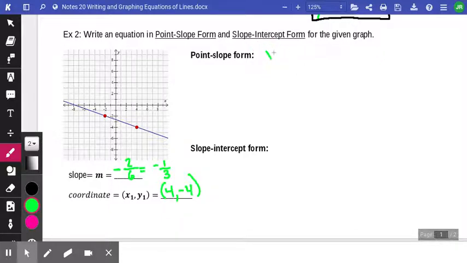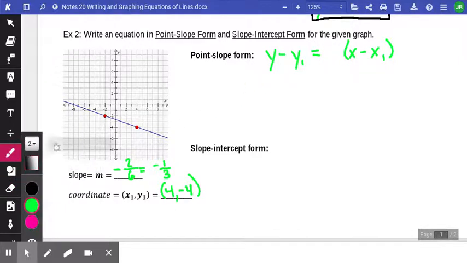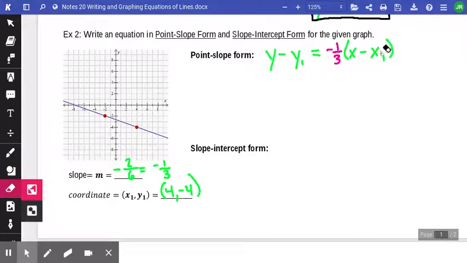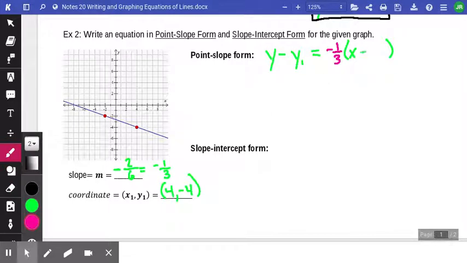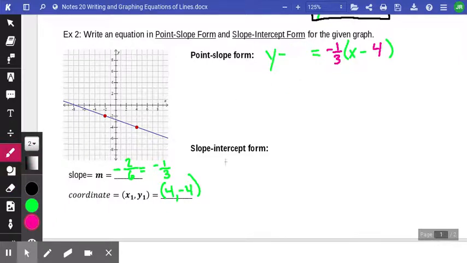So point slope form is y minus y1 equals m times (x minus x1). So I'm going to erase and replace certain values. First one to erase and replace is m, the slope. So this slope is going to get replaced with negative 1/3. Then you erase and replace x1. So x1 is positive 4. And last, you're going to erase and replace y1, which is negative 4.